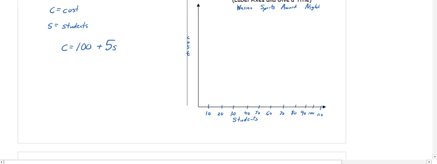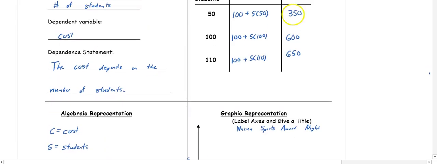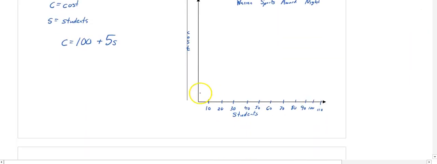Then for my cost, if I look at my cost, it's 350, 600, 650, so I'm going to count up by 50s on my cost. So on the y-axis, I'm going to start at 50, 100, 150, 200, 250, 300, 350, 400, 450, 500, 550, 600, and 650.